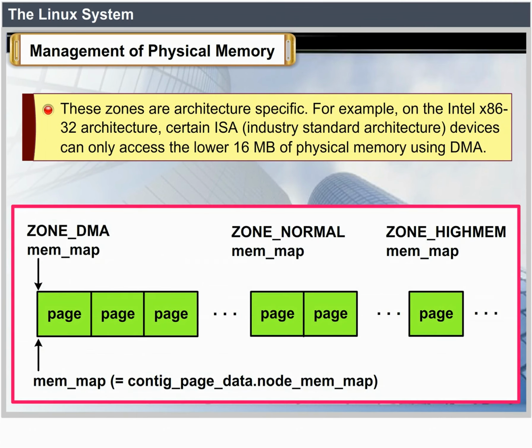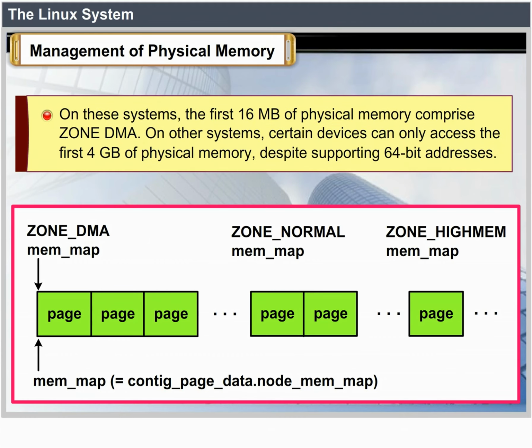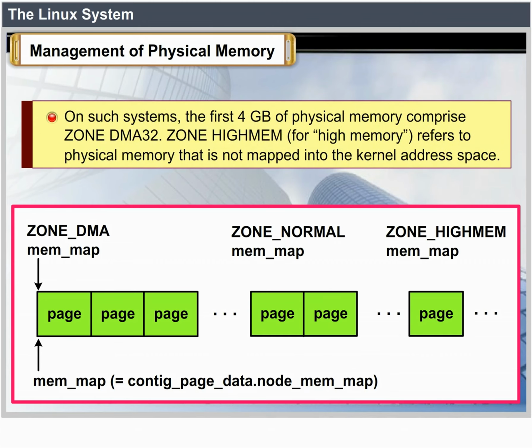For example, on the Intel x86-32 architecture, certain ISA, industry standard architecture, devices can only access the lower 16 MB of physical memory using DMA. On these systems, the first 16 MB of physical memory comprise ZONE_DMA. On other systems, certain devices can only access the first 4 GB of physical memory despite supporting 64-bit addresses. On such systems, the first 4 GB of physical memory comprise ZONE_DMA32.